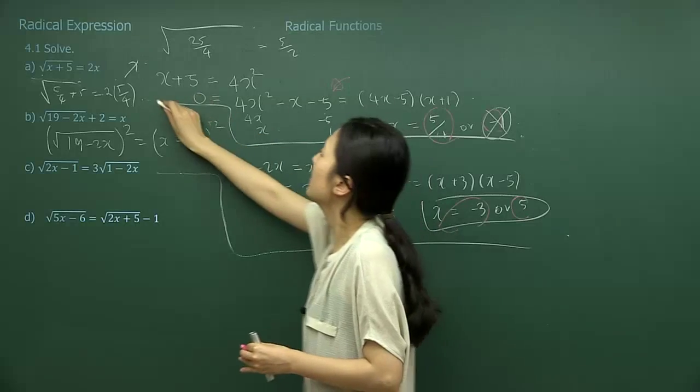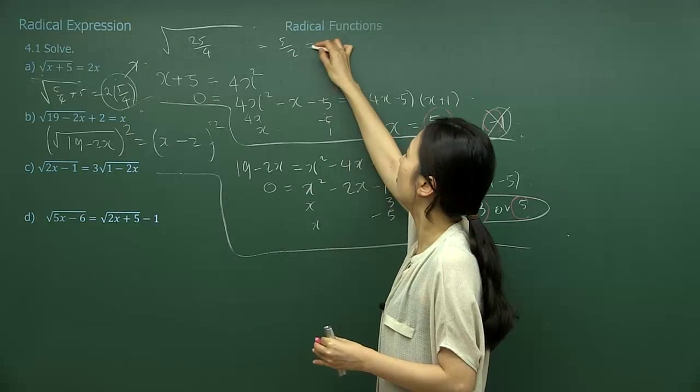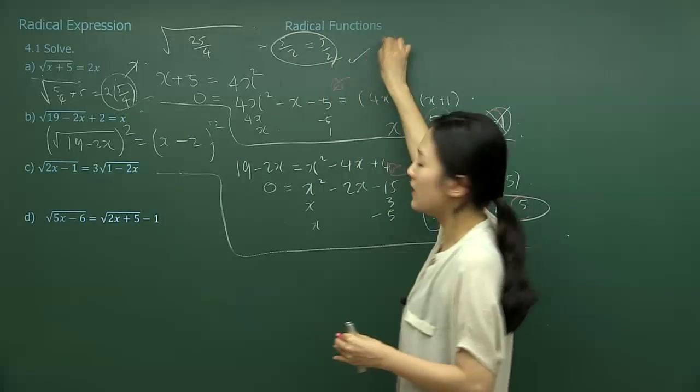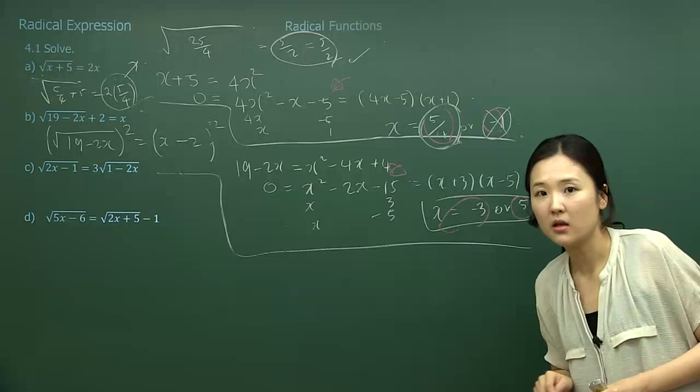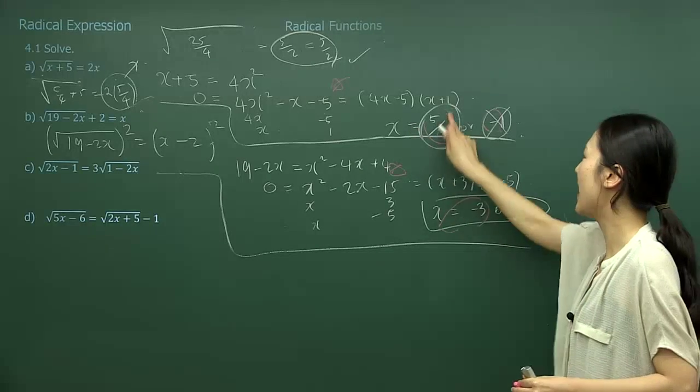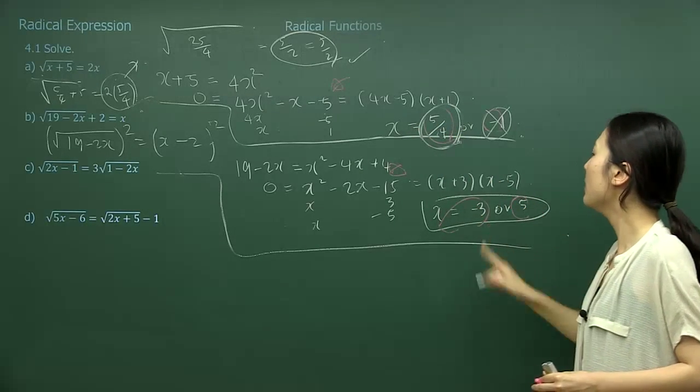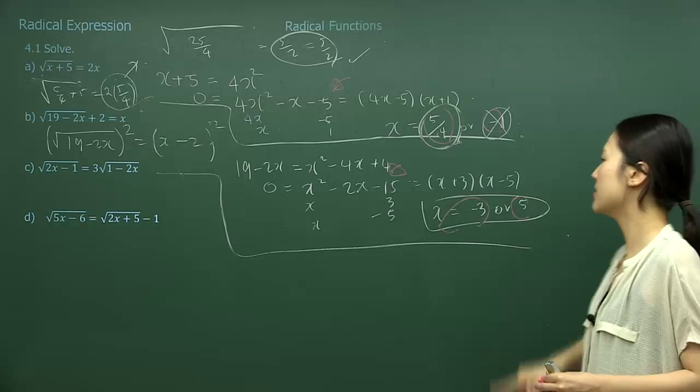Oh, look at that. This is 10 over 4, which is 5 over 2. It's a match. Hence, this is the only solution for this expression, 5 over 4. What about this? Negative 3 and positive 5.